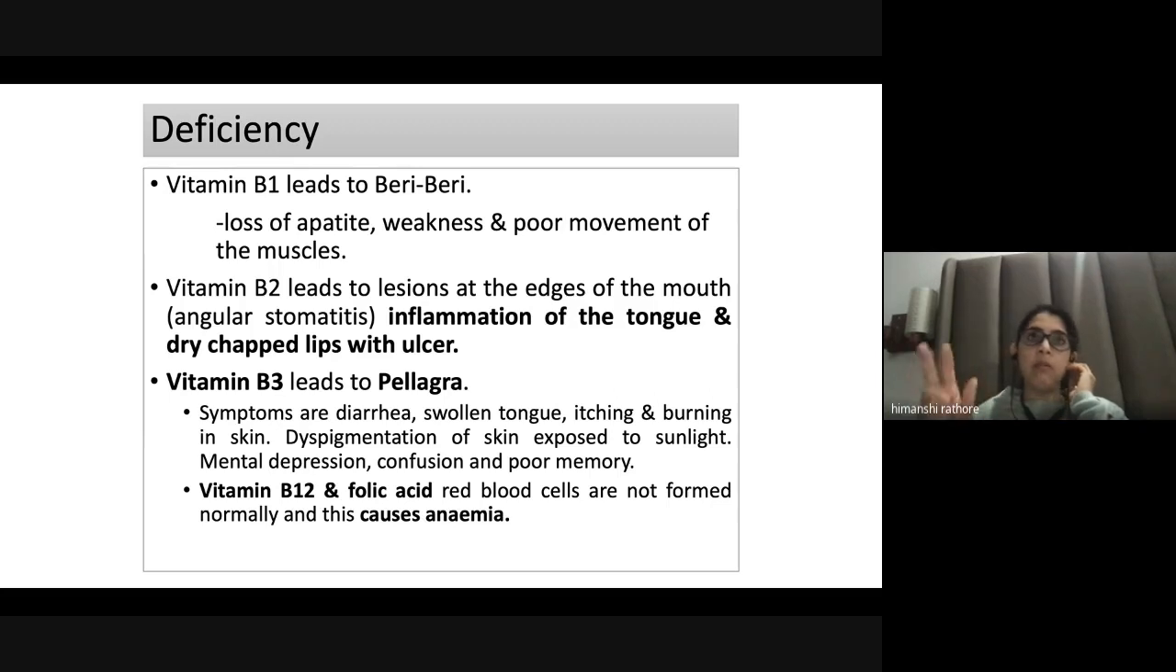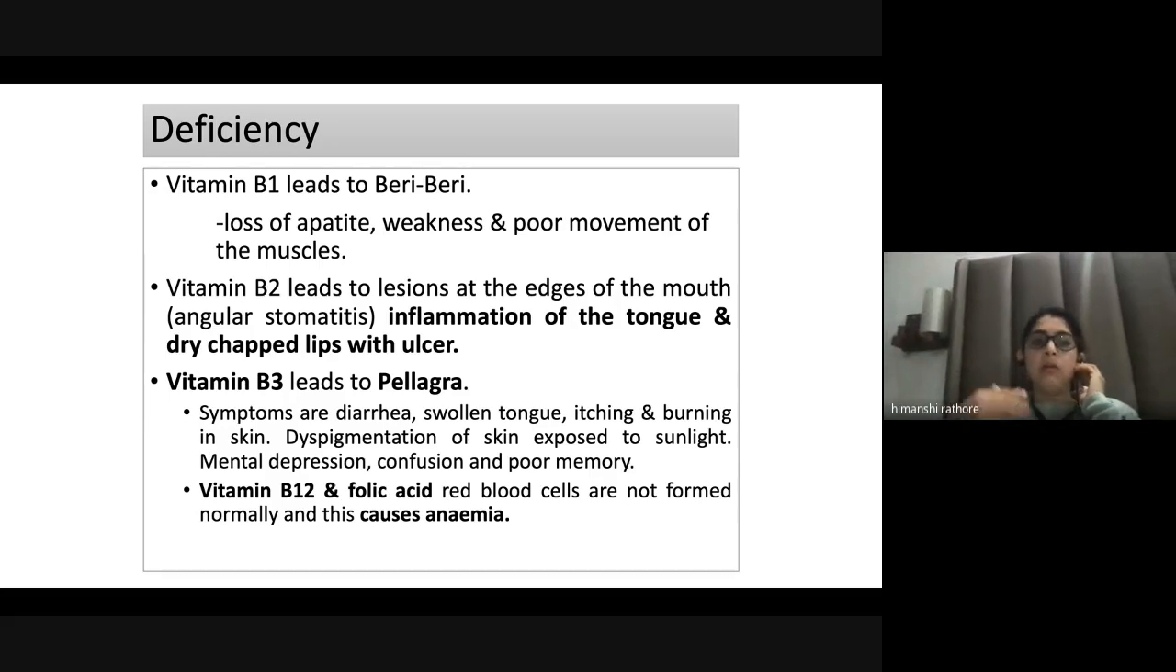So you can write down and make points in your notebook about what happens if you develop pellagra in the body, what happens when you develop beriberi in the body, and what happens when you have angular stomatitis. You have to note down two, three points for each of these deficiencies.